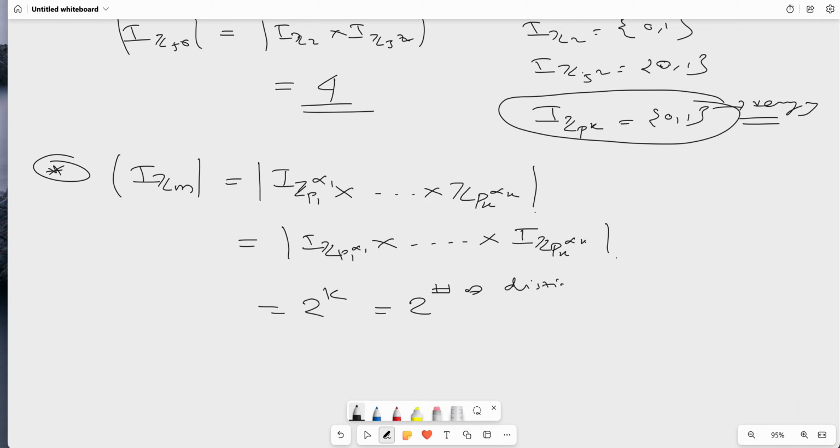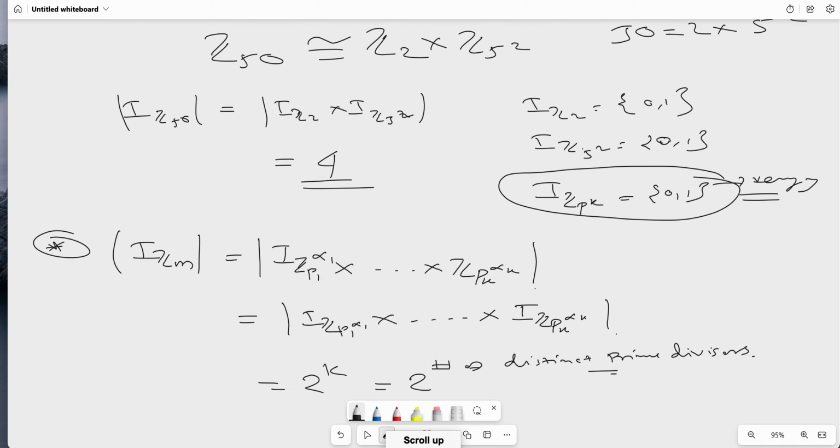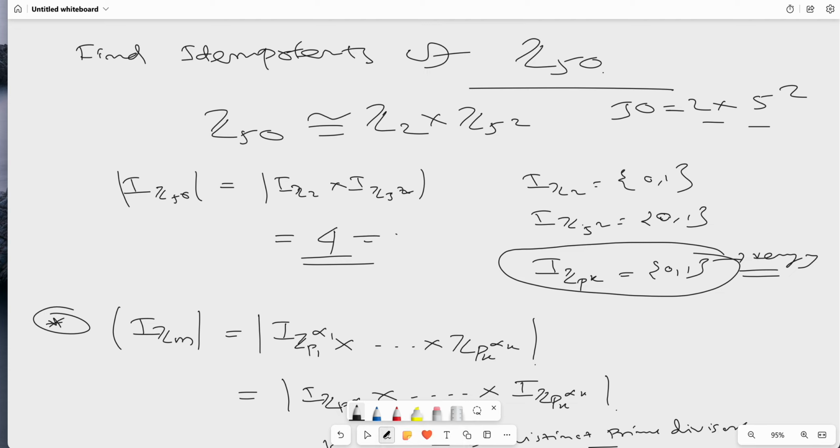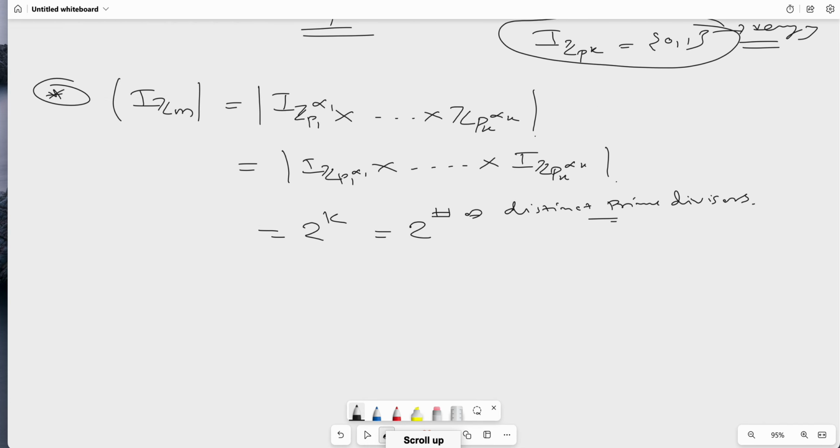Suppose here, 2 to the power, how many distinct prime divisors are there? There are 2 and 5. There are 2 prime divisors, so 2 to the power 2 will be there. This statement is very useful, right? This is not in general.